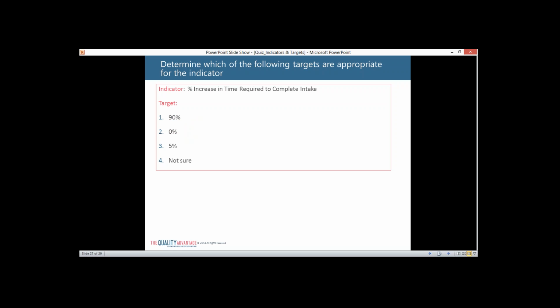Let's take a look at the next one. Take a look at this indicator, percent increase in time required to complete intake. Is this an outcome, a process, or a balancing measure? And then determine which target is appropriate.